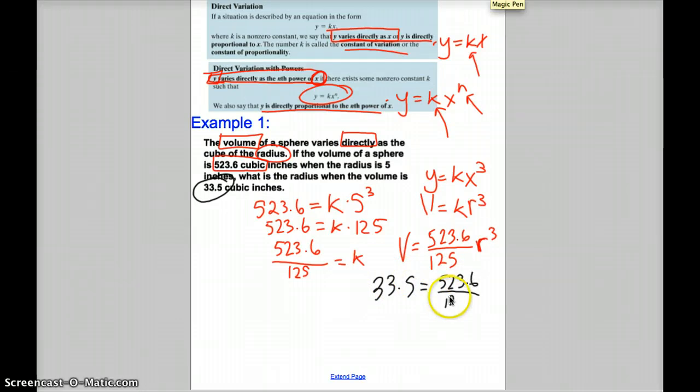It's really important to know what your variables represent and to use letters that make sense. It looks like I'll get this by multiplying both sides by 125 over 523.6.